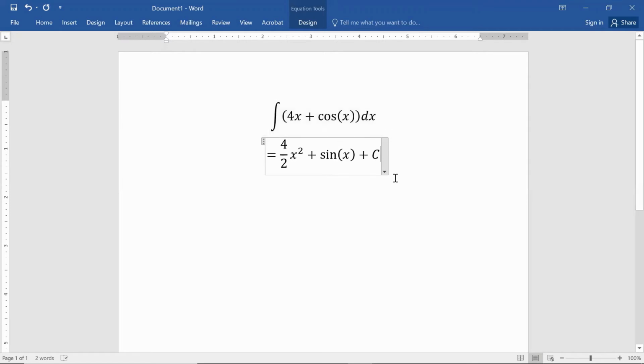Make sure when you're doing this that if you write this in Moodle, your constant C is capitalized. It will be case sensitive, I believe, in Moodle. If you want to simplify this further, you could have easily said 4 divided by 2 is 2. So you could have called that 2x squared plus sine of x plus C.